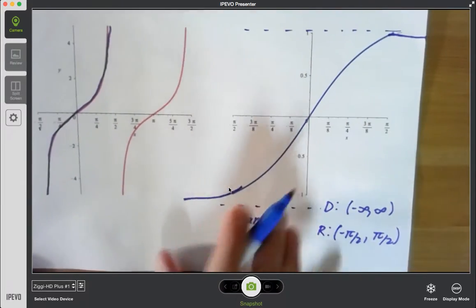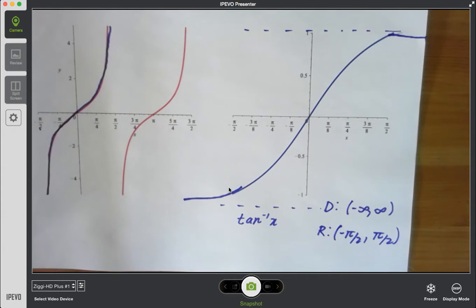So I just wanted to show you the graphs of inverse sine, inverse cosine, and inverse tangent for you. In the next video, I'm actually going to evaluate some of these and show you what to do. But that's how we get these inverse trig functions. We restrict the domains, and we make those functions one-to-one, so we have inverse trig.